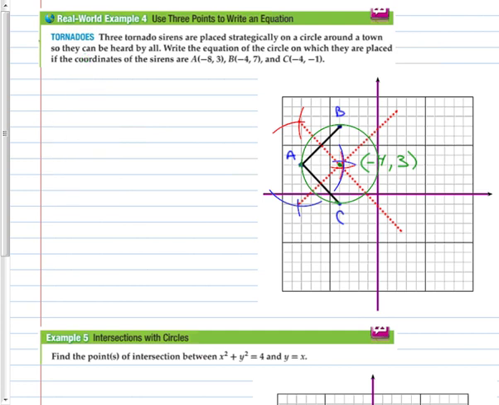Write the equation of the circle. All right, so let's write the equation of the circle. Look at these values. Help me out. Something squared. X plus 4, quantity squared, plus y minus 3, quantity squared, equals... I can tell the radius. I'm going to look right here. 1, 2, 3, 4. So the radius is 4. I square my 4, it's 16. There it is. There's the equation of the circle that those sirens are placed on.